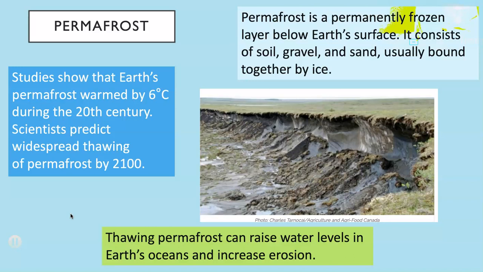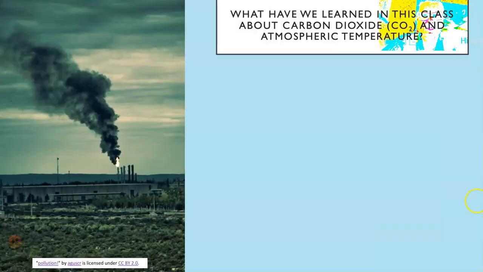And it also increases erosion of these surfaces that were at one time very stable. So now we're going to move on to our last topic, which is actually related to ice. So what have we learned in this class so far about carbon dioxide and atmospheric temperature?